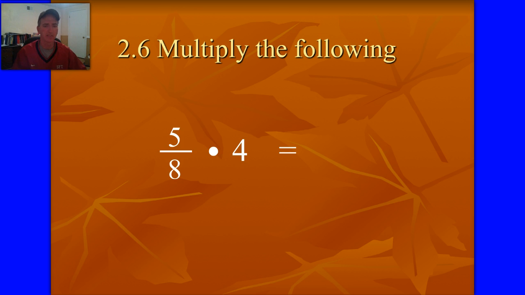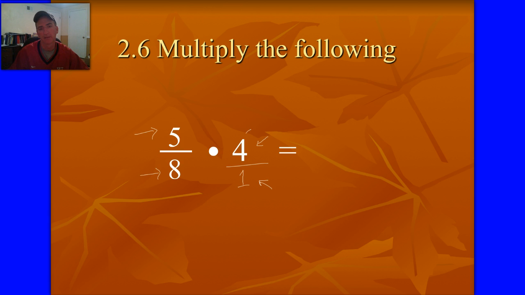For example, look at this odd looking one. You have 5/8 times 4. Well, what we need to know here is that 4 has a denominator. It's just not written on the page, and it's 1. So it's like 5 over 8 times 4 over 1. So let's look for a common factor. Do you see it?